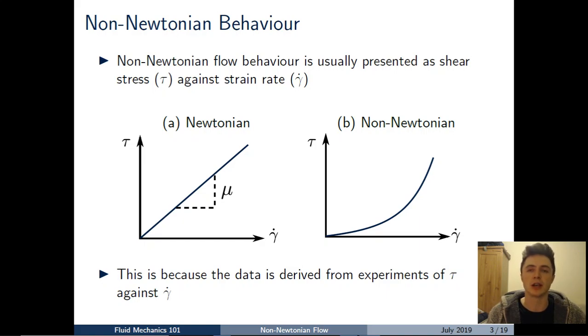Newtonian fluid. Now, if we have a non-Newtonian fluid, then the variation of shear stress tau with gamma dot is going to take the form of a non-linear function. And the image there in figure B just gives you an example of one type of non-Newtonian flow behavior you might see. Now, in your courses and lecture notes for fluid mechanics, the reason you see non-Newtonian flow behavior presented in this form here is because the data is usually derived from experiments, and this is the most convenient form to present the data that was derived from those experiments.